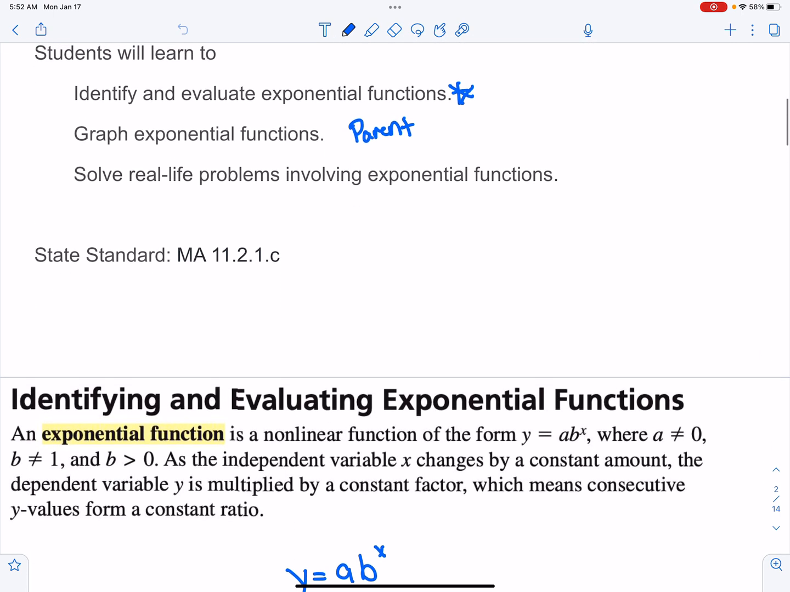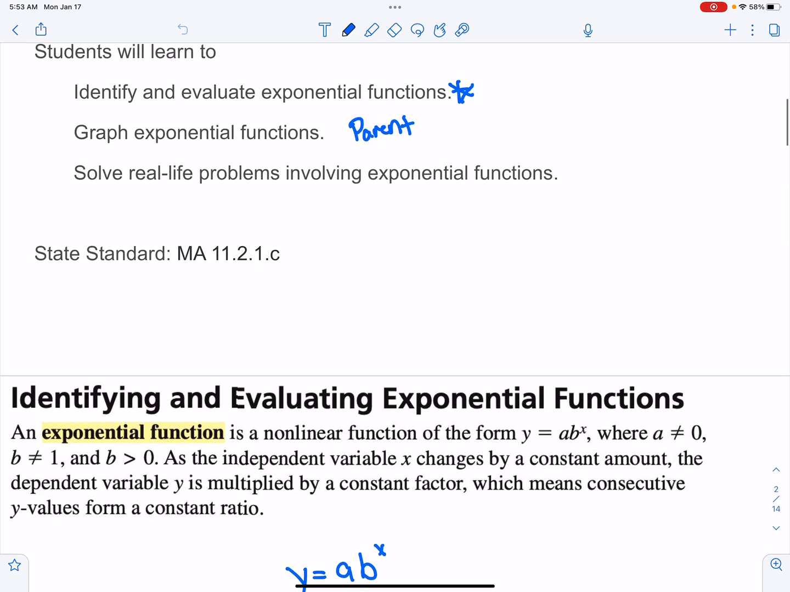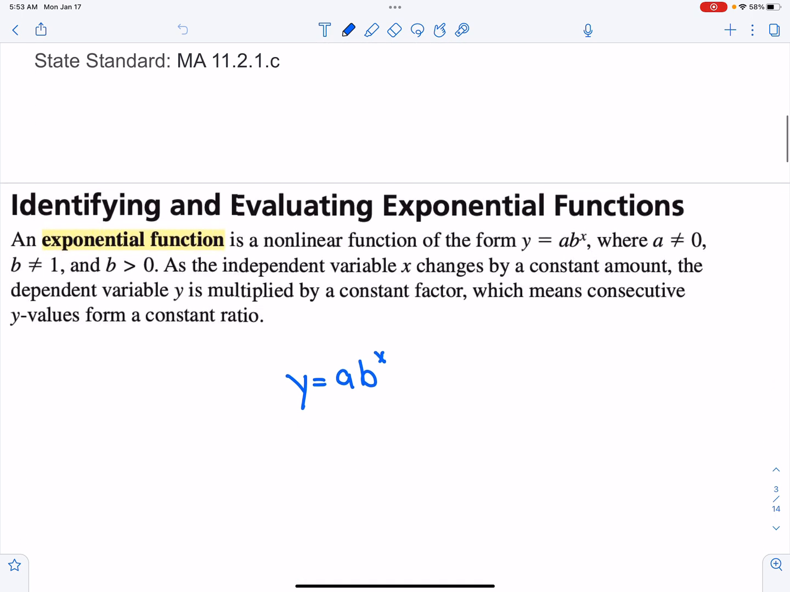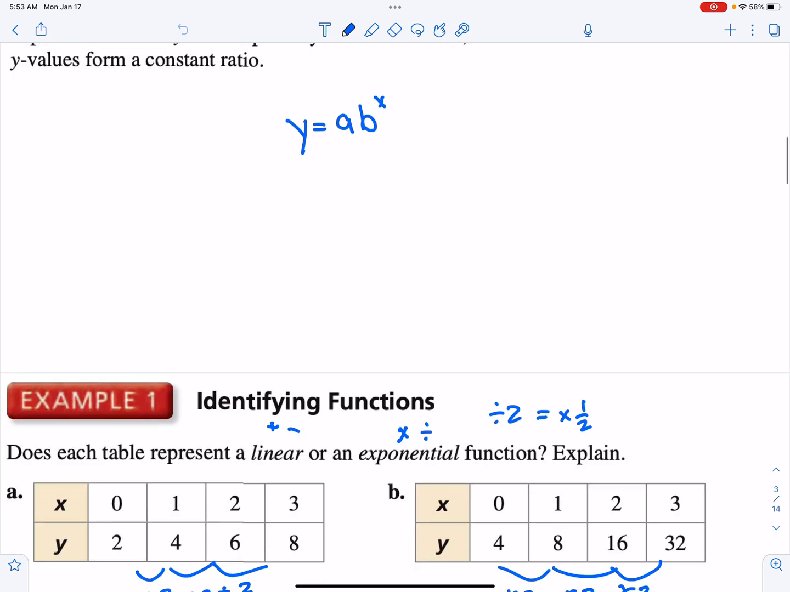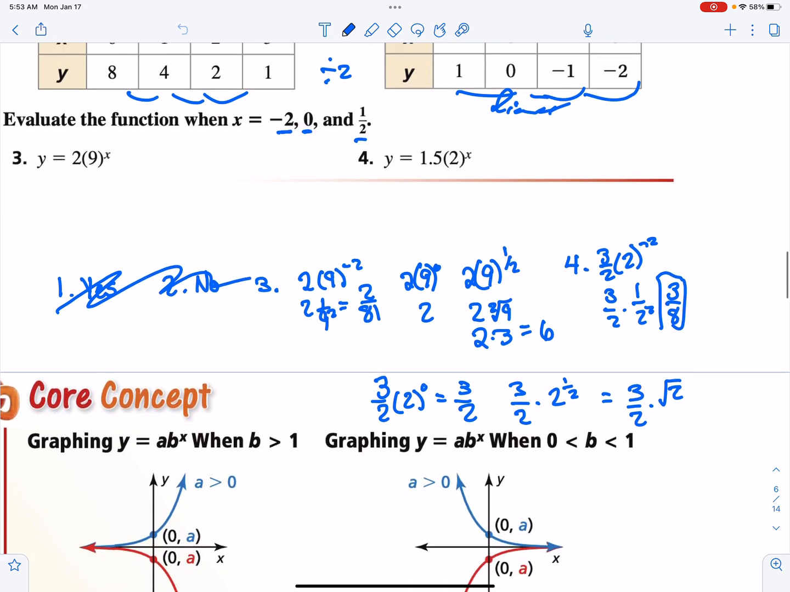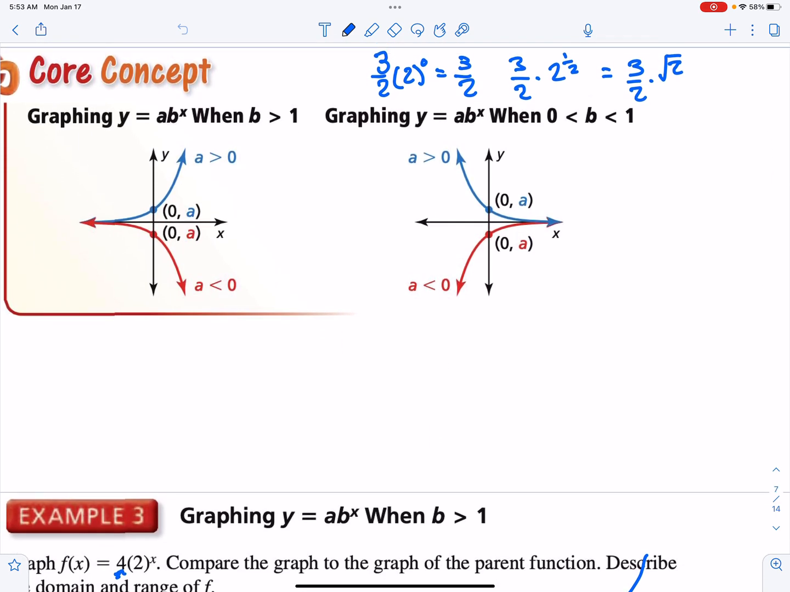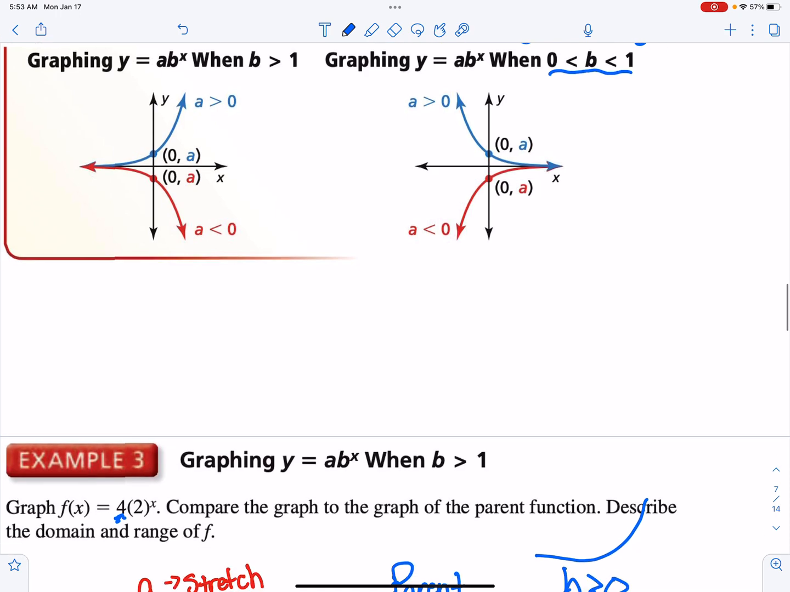So just to refresh our memory, the other day we evaluated some expressions. We identified using tables the difference between linear and exponential functions, and then we graphed the parent function for an exponential growth. We'll talk about a decay today. So this is just the filled out notes that we went over in the previous video. So I'm just going to go ahead and slide past those. Now, this is what we're going to focus on in this video: when b is between 0 and 1 and what that does to our graph.